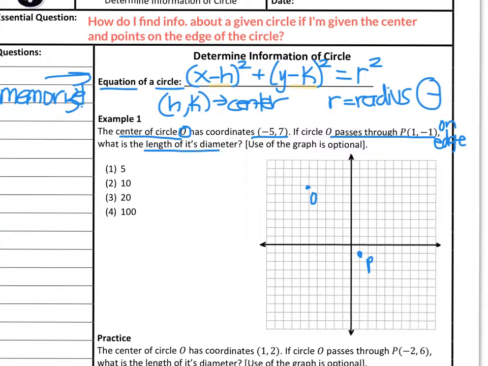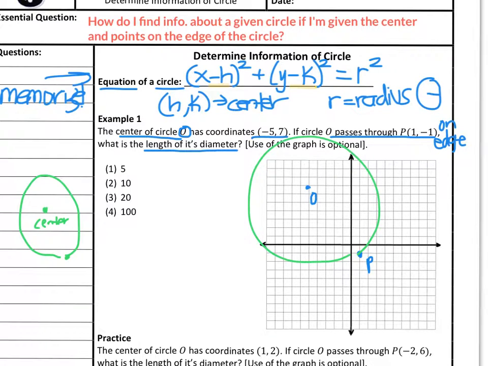What is the length of the diameter? So we want the whole distance all the way across the circle. What I'm going to do right now is visualize this for you. If I know that I have the center and a point on the edge of the circle, then when you draw in your circle, you're going to be making a big circle around the center. So in this case, P is on the edge, so our circle is going to look something like that if I were to draw it in.